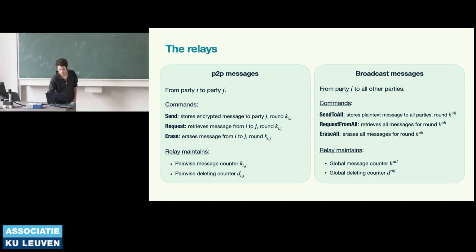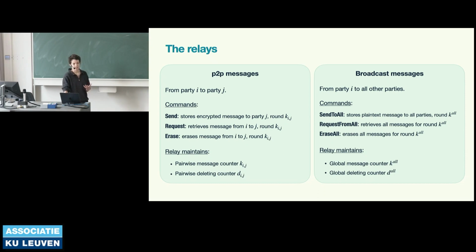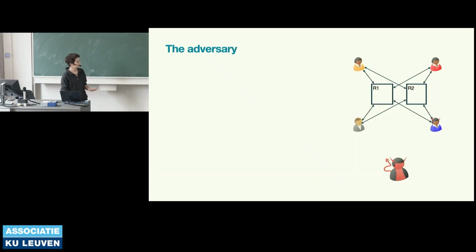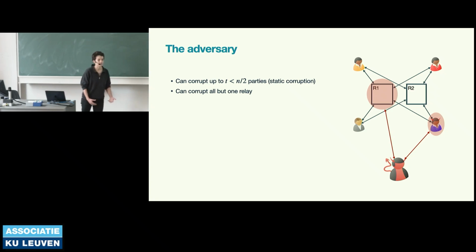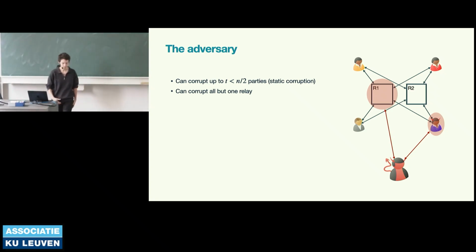As we will see. Okay, so before we build the protocol itself, we need to know what kind of security we want to achieve. So we are using Shamir secret sharing, and as usual, the adversary can corrupt MPC parties, and because of Shamir secret sharing, this can be up to a minority of the parties. Then, as I also already mentioned, the adversary can corrupt relays as long as one of these relays remains honest.